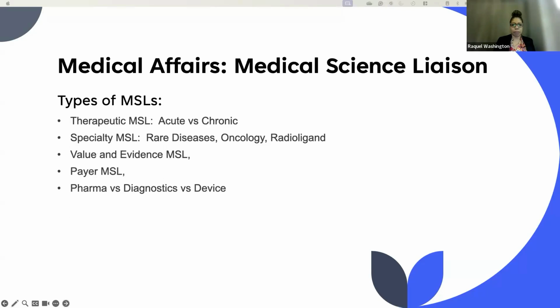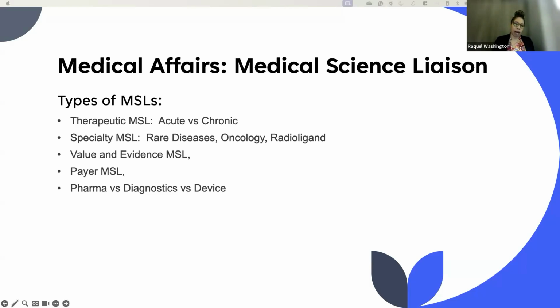Go to the next slide. There are different types of MSLs. We've talked a little bit about them today. What I like to call out is the things that are a little bit different. There are therapeutic MSLs. You can be acute or chronic. Acute might be an inpatient hospital product. Specialty and rare diseases are a little bit different. They have larger geographies because not as many patients are treated, so you may have half the country, you may have the whole country. The geographies can be really large. And radioligand is a growing area of growth and interest.